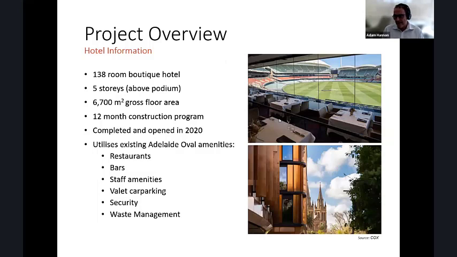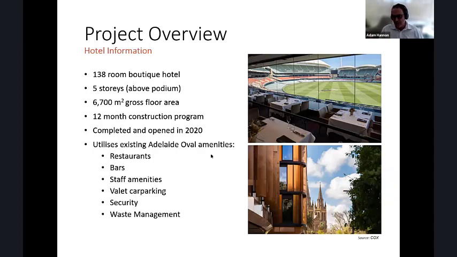A few quick facts and figures. It's a 138 room hotel, so very much boutique in size, over 4 stories. There's only just over 6,500 square metres of GFA, which is quite small for a hotel of this type. That's because if you look at the last bullet point, we would often say 50% of this hotel already existed. So the restaurants, the bars, the amenities, the security, a lot of the logistics, a lot of the back house spaces already existed at the Oval. In fact, all we were really doing was building the rooms, building the reception pod and lounge, and then tapping into all the functionality of the existing eastern stand.